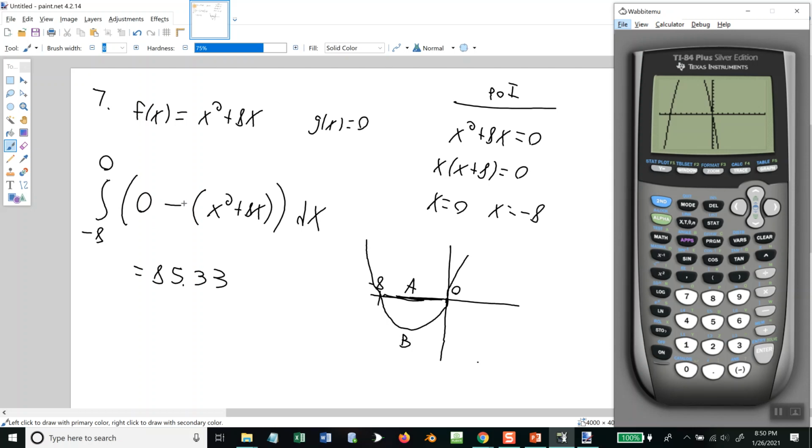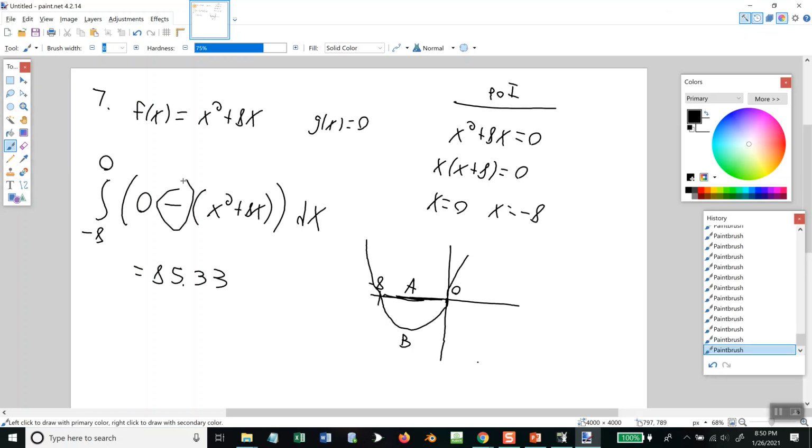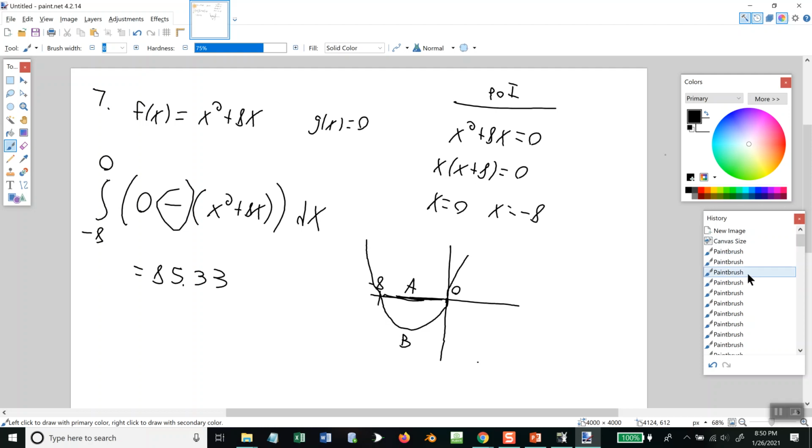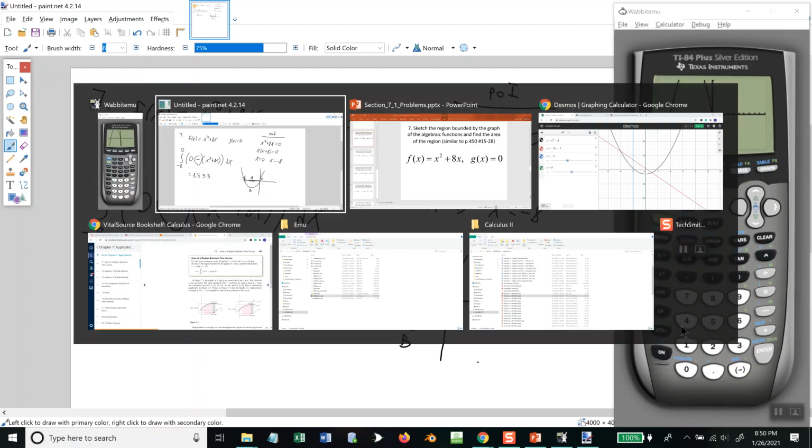Because this is 0 minus, and a negative out in front reflects it. Yeah, it's a shame they don't cover the TI-83, TI-84 more in college algebra. Oh.